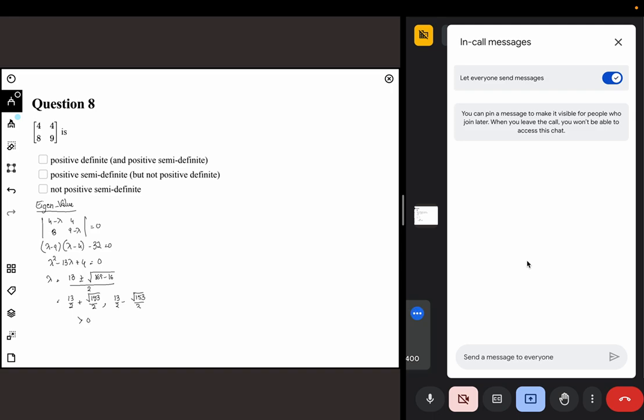This is definitely positive, and 13 square is 169, so this is also positive. So I have both my eigenvalues positive, which means this is a positive definite matrix. We can also do it the other way and just confirm if you get the same thing.